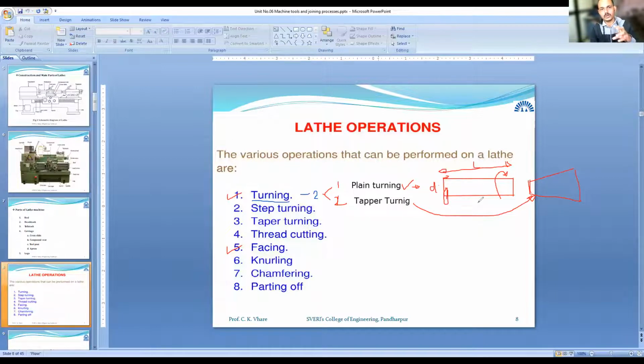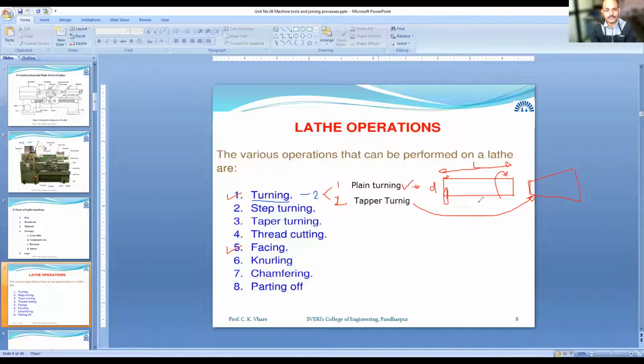Many times this operation is performed to remove the corrosion on the shaft, or some contaminated particles if there are any on that shaft. And the second purpose of this operation is to reduce the length of the shaft. Okay, so this operation is called the facing operation.